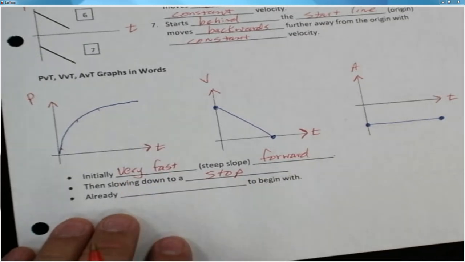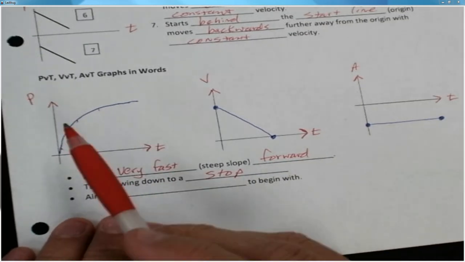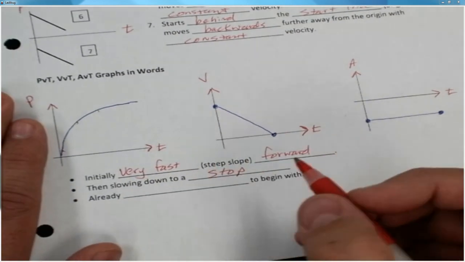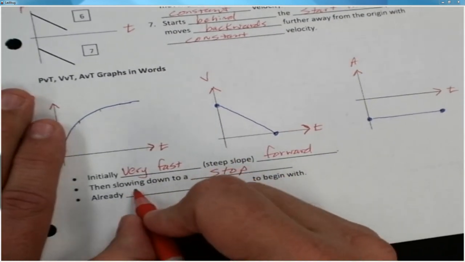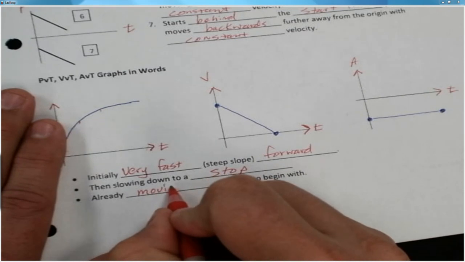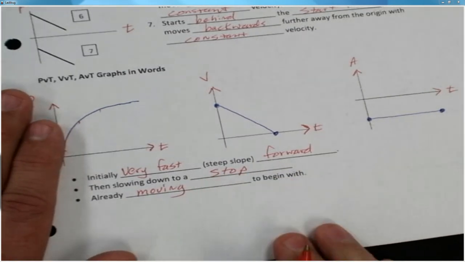Is it moving at the beginning or not? Yeah, pretty clearly it is. You're moving super duper fast right at the beginning, so you're already going. You're going and blowing right when the time started, so you're already moving to begin with.